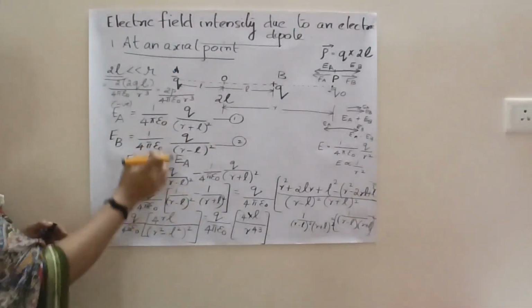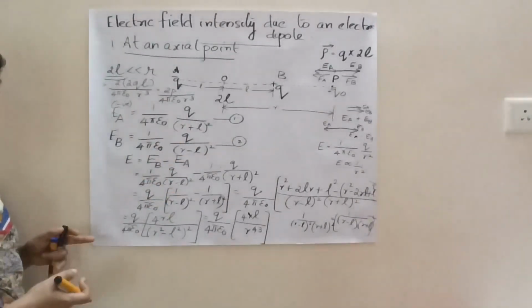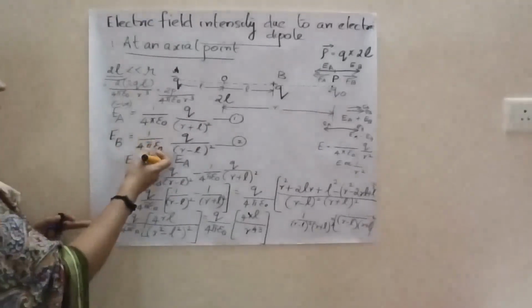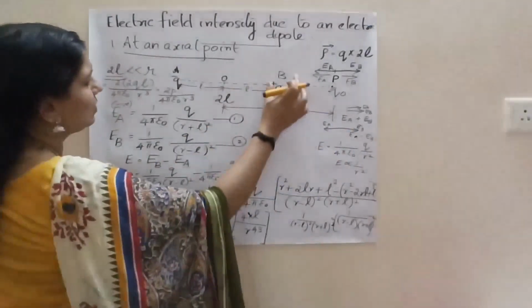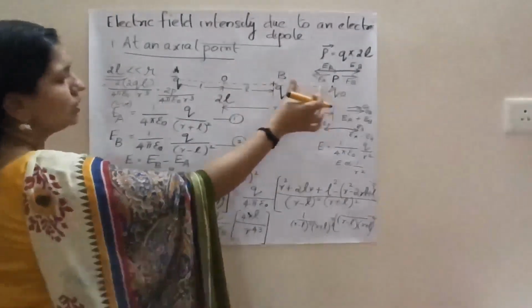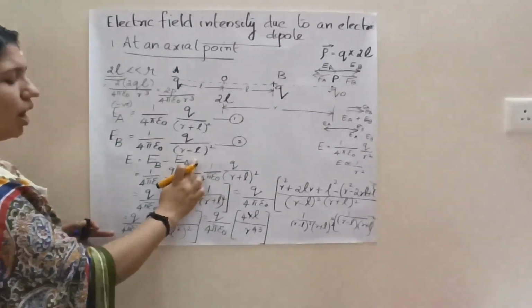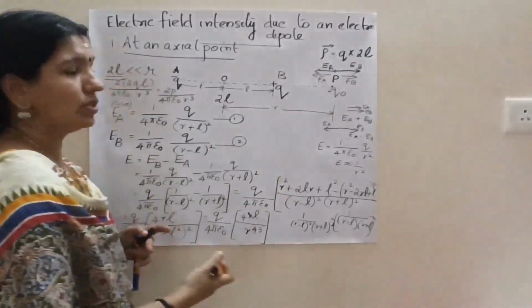Here we are only taking the magnitudes. That is why I didn't take the minus charge. So EB is again 1 by 4 pi epsilon naught q by (r minus L), because this distance I have to find. So r minus L will give you this distance. I put it there. Now, since these two electric field directions are opposite, these are vectors.